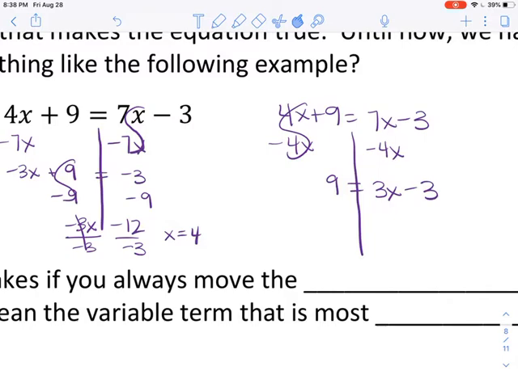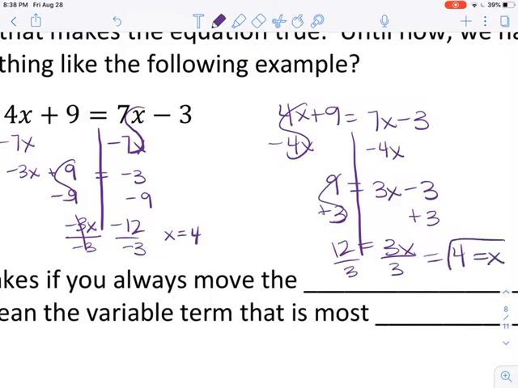Is that wrong? Well, let's keep solving. Okay, I need to undo subtraction by adding. And I get 12 equals 3x. And then I divide by 3. And I got the right answer. X equals 4. Sorry, my writing is not super clear, but you can do it either of these ways, and why not pick the one that's easier?